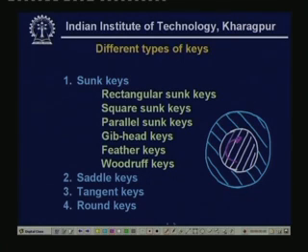Now the keys are a small piece of material, the same as that of the shaft material, and normally rectangular in cross section. So here we see that we cut two slots in both the shafts and then insert one small piece which is known as the key. So here we have cut one keyway and this is the key.